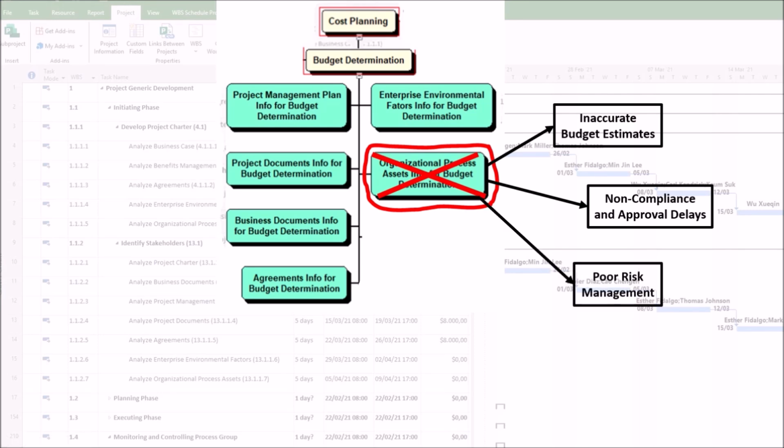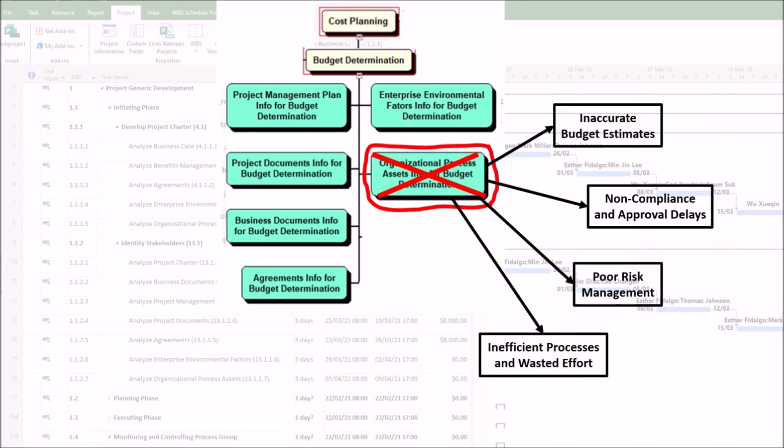3. Poor risk management. First, inadequate contingency reserves. Organizational process assets often define reserve calculations based on past risks. Ignoring these leads to underfunded risk responses. Second, missed risk patterns. Historical risk registers help identify recurring issues, such as currency fluctuations. Without them, risks go unaddressed. For example, a construction project fails to allocate reserves for weather delays, a recurring issue in past projects, and faces cost overruns.